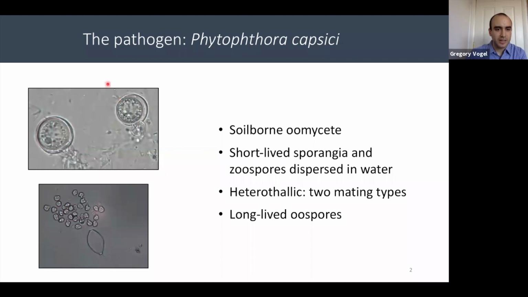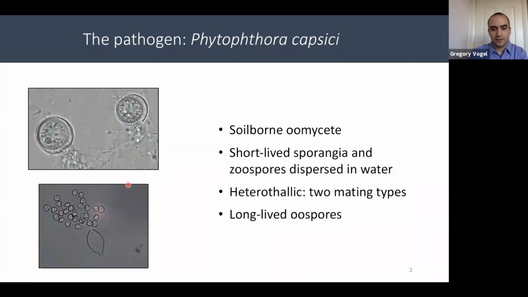It produces different kinds of spores. On the bottom left here, you see the asexual spores, this lemon-shaped sporangium that under water-saturated conditions releases 20 to 40 motile zoospores that are biflagellate and can actually swim and identify a new host to infect. So these asexual spores are really important for in-season spread of disease.